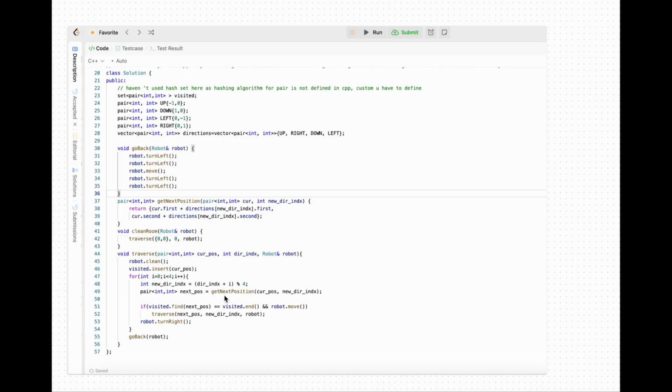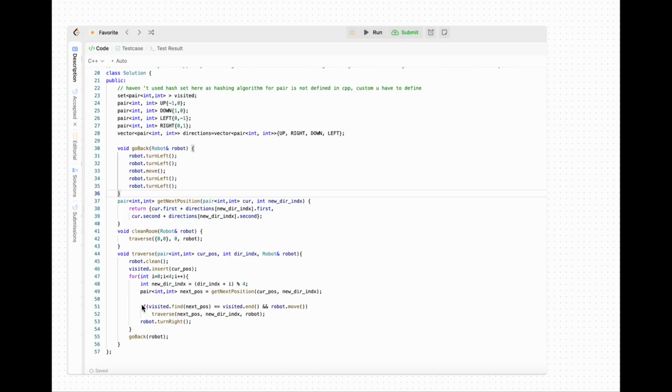So we are trying to go in the same direction the robot is facing. This way we call get next position to get the position of the next cell, which is in the same direction as the robot is facing. Then we check if the next position is not visited and the robot is able to move, so basically it's not a wall. Then we start the traversal in that direction.